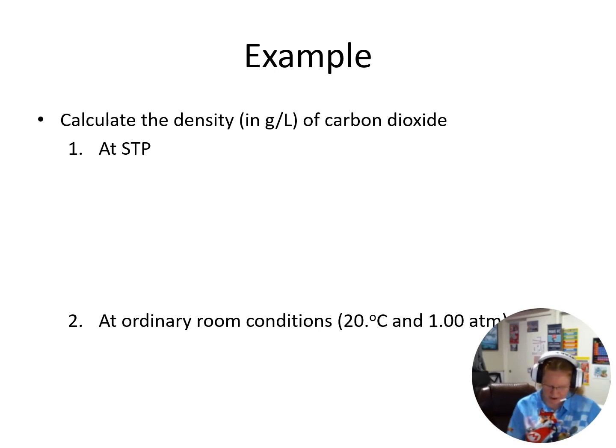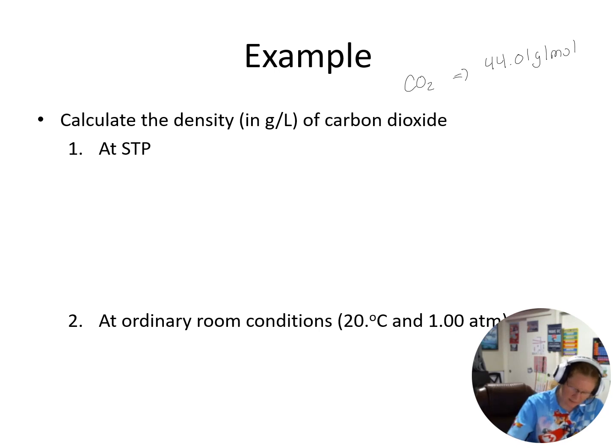Now we're going to try calculating the density of carbon dioxide. Carbon dioxide is CO2, and it has a molar mass of 44.01 grams per mole. This is at STP. So our density, again, is our molar mass times our pressure over our R times our temperature.